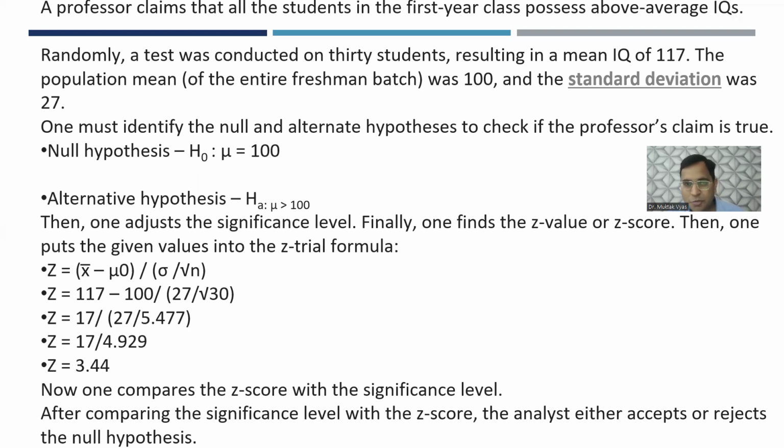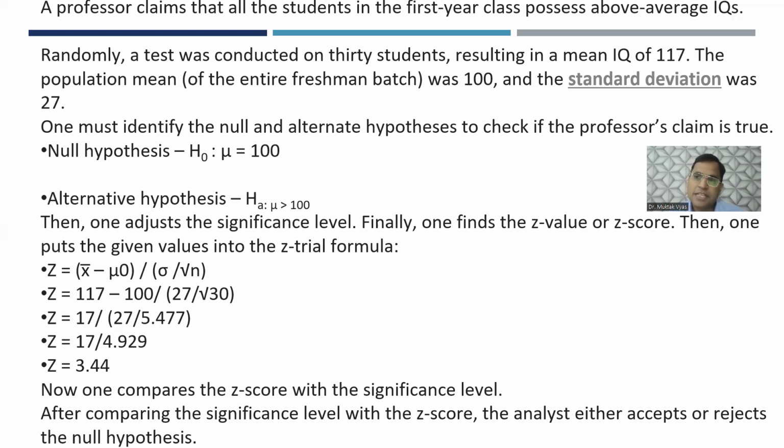Now we'll use the Z formula. We'll put the values together. Z is equal to x bar minus mu upon standard deviation upon under root n. So we have the calculated value of Z as 3.44. So 3.44 is the calculated value.